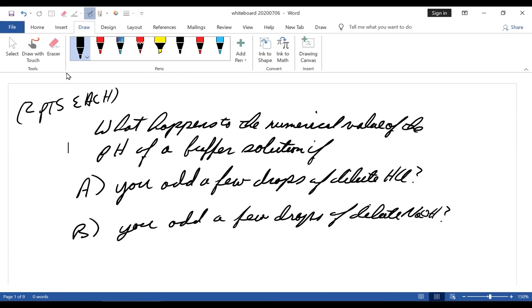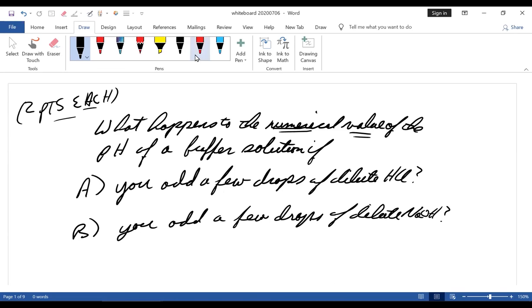All right, let me read this. What happens to the numerical value, and remember, this is what I'm asking, numerical value of the pH of a buffer solution if A, you add a few drops of dilute HCl, hydrochloric acid. Also B, what happens to the numerical value of the pH of a buffer solution if you add a few drops of sodium hydroxide, a base.